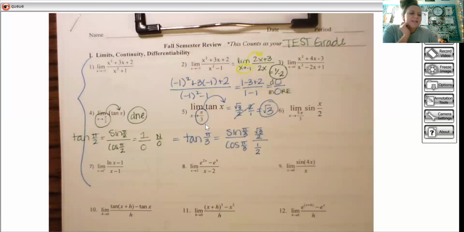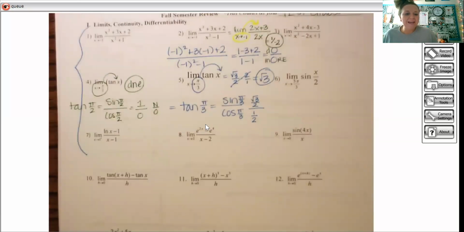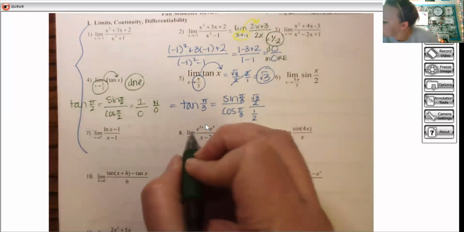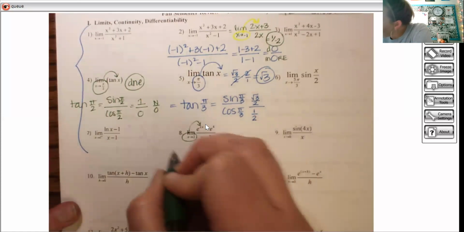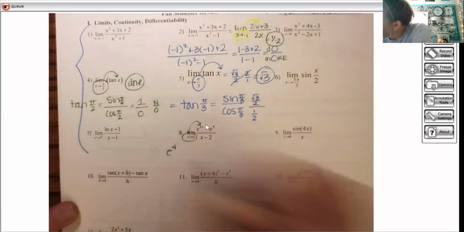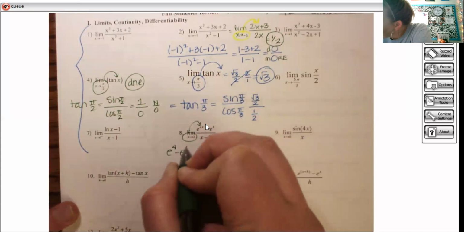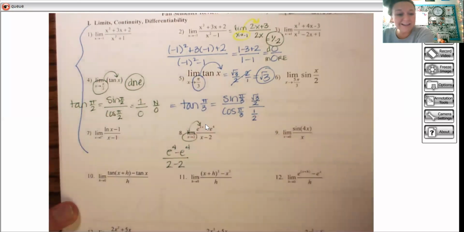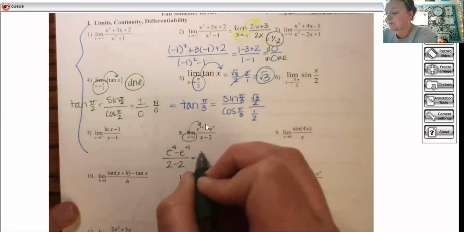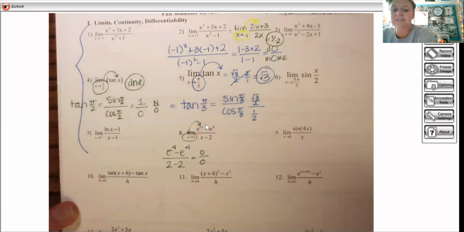So let's do number 8. Number 8, x is approaching 2. So I'm going to take my 2 here and just try to plug it in. So I have e to the 2 times 2 is 4, minus e to the 4. Then I plug in my 2 on bottom. e to the 4 minus 4, oh, that gives me 0. 2 minus 2, that gives me 0.